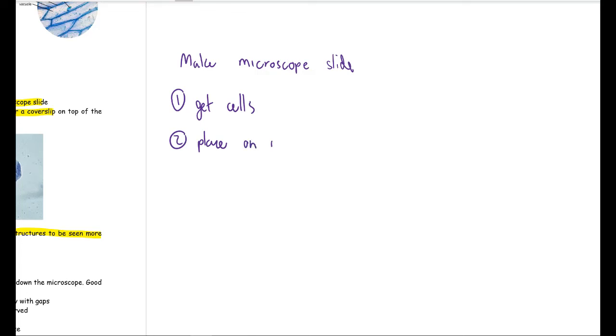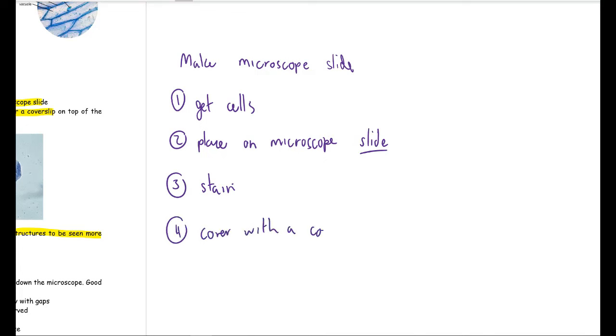So if you've got to make a microscope slide, here's what you do. You get the cells, you place on a microscope slide, use a stain, and then you cover with a cover slip.